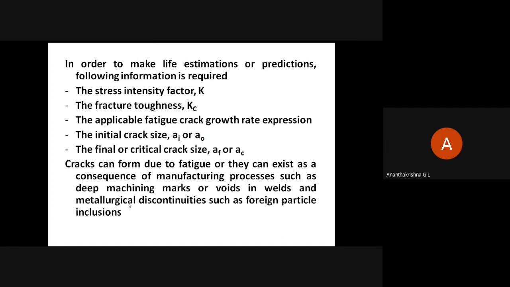This we learned yesterday also. It is because of presence of inclusions, voids, or because of manufacturing process, maybe during welding, riveting, and grinding cracks, all those things. So cracks can form in many ways. So the fracture mechanics theory assumes the presence of crack already.